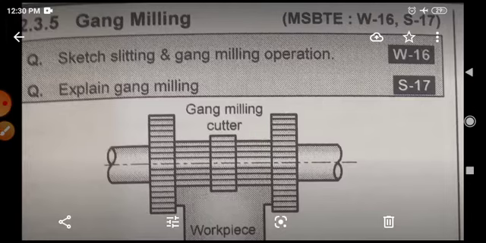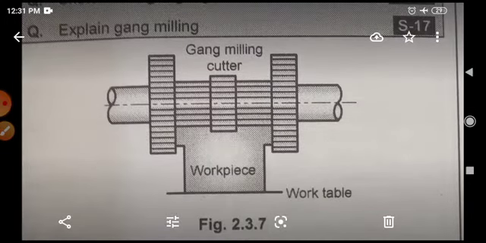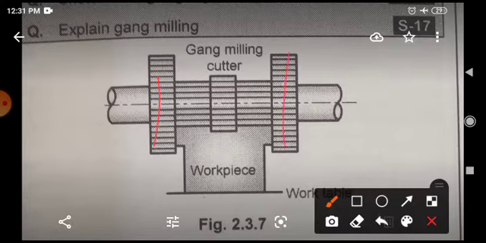What is gang milling? You can see the sketch on the screen. You can also see the arbor, which is used for a horizontal milling machine. Two or more cutters are placed on the same arbor. You can see five cutters mounted, which are doing side milling also. These two cutters are milling the side faces of the workpiece, and these are doing face milling or slab milling. That means two or more operations are performed simultaneously, but on a specific workpiece only.